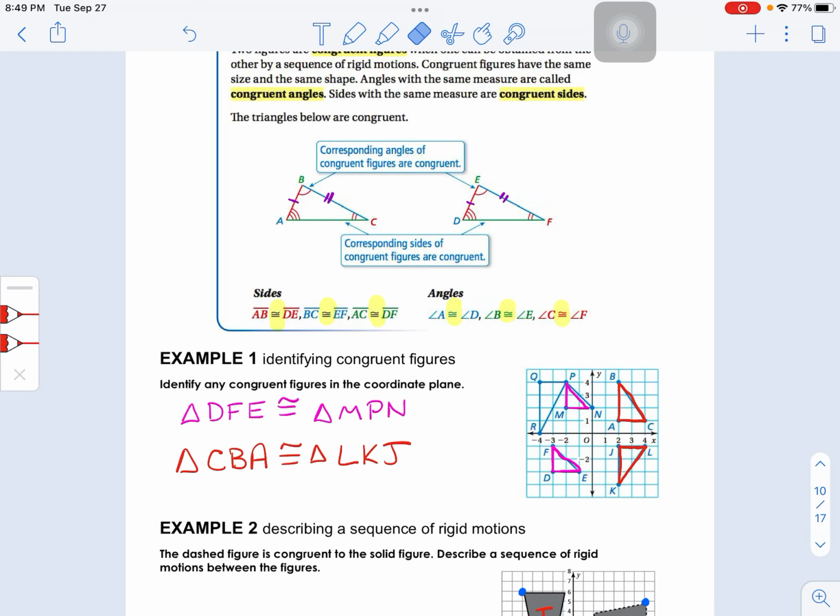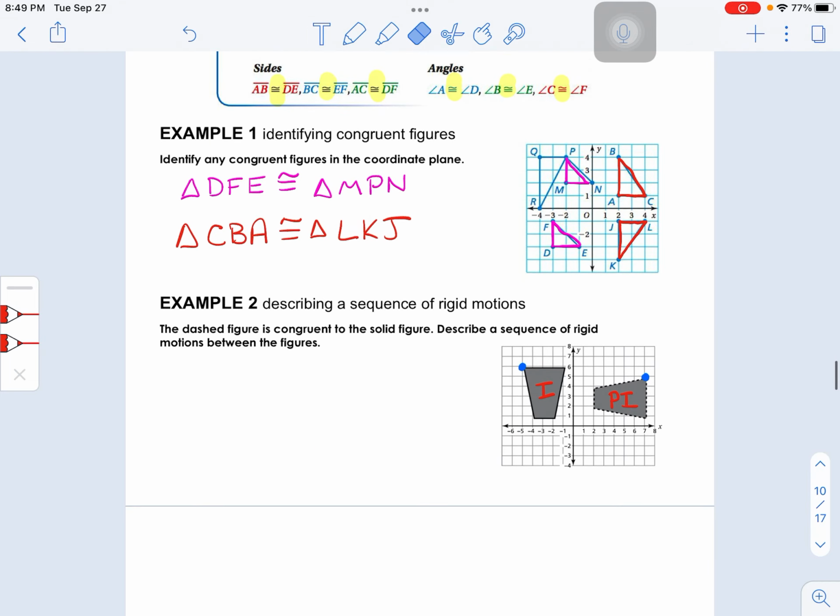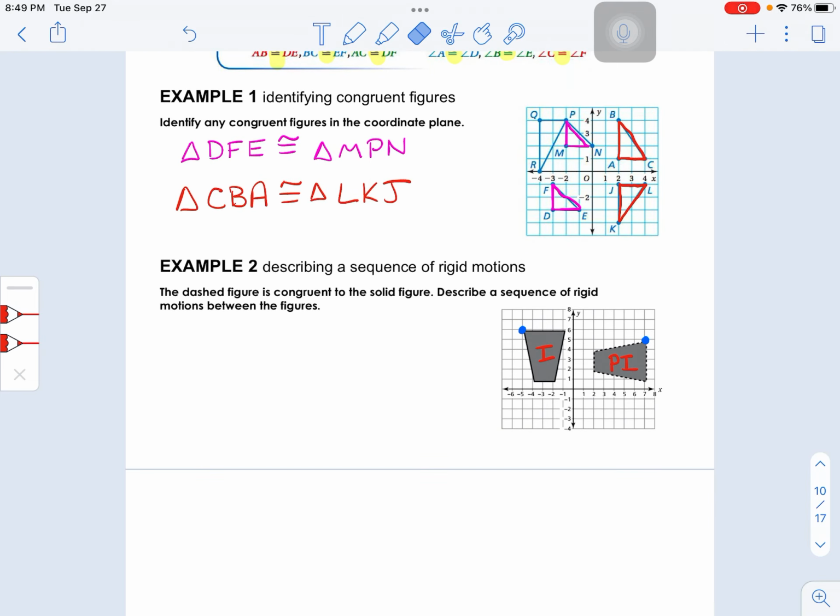All right, awesome. All right, for the second example, it says the dashed figure is congruent to the solid figure. Describe a sequence of rigid motions between the figures. So in order to do this, on the figure, you can see that they are labeled I and PI, right? Because PI is the pre-image and I is the image. So I am trying to get the dashed figure to the solid figure.